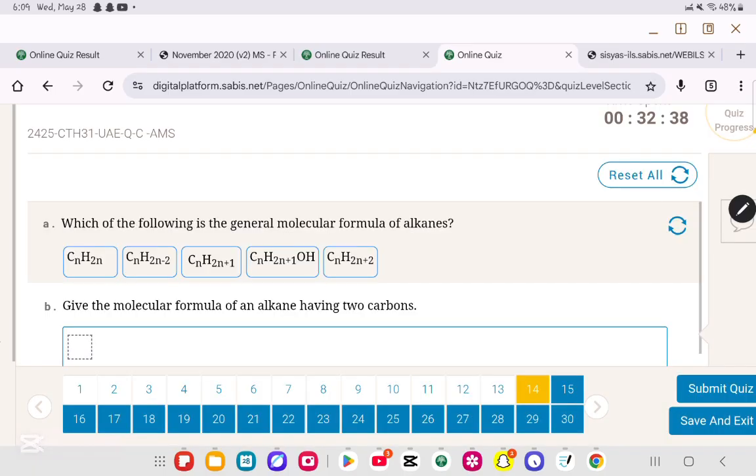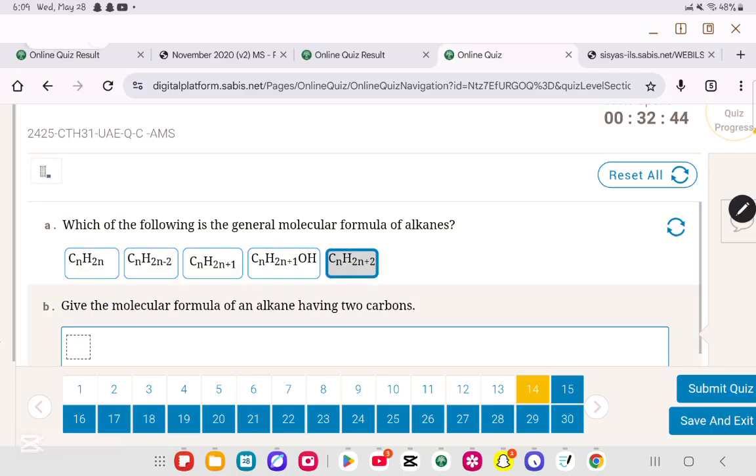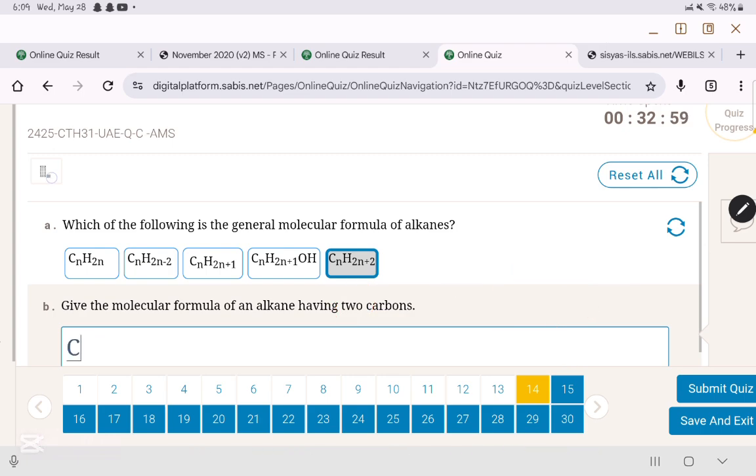We move on to question number 14. By now you guys should know the formula of alkanes. Alkanes are CnH2n+2, and you just substitute the n with the number of carbons you have. So 2 carbons, it's gonna be C2H(2 times 2 plus 2). So very simply, C2H6. Okay.